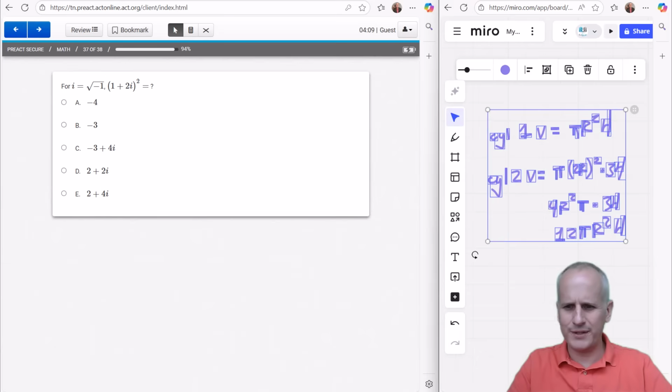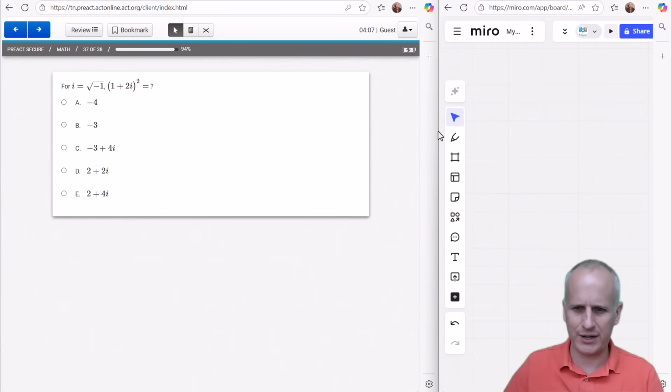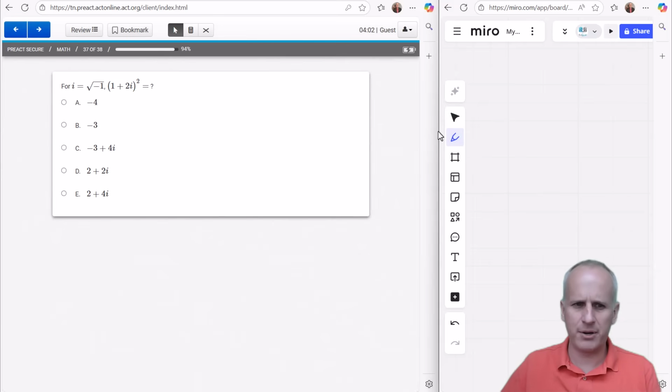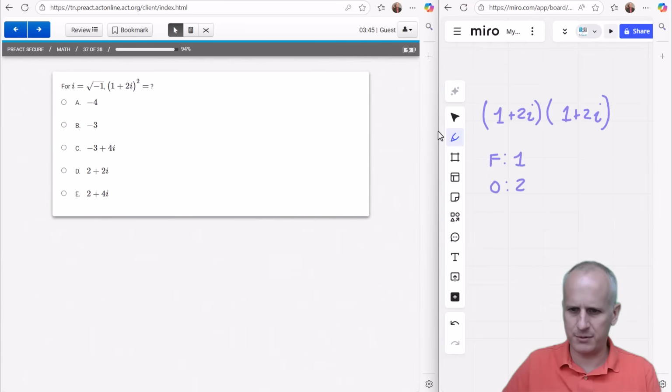And here we once again have gotten to a slightly more complex concept of the imaginary number. So we have to expand this setup. So we've got 1 plus 2i times 1 plus 2i. And we just have to do our foiling. So 1 times 1 for our F is going to be 1. Then we've got 2i times 1, which is just going to be 2i.